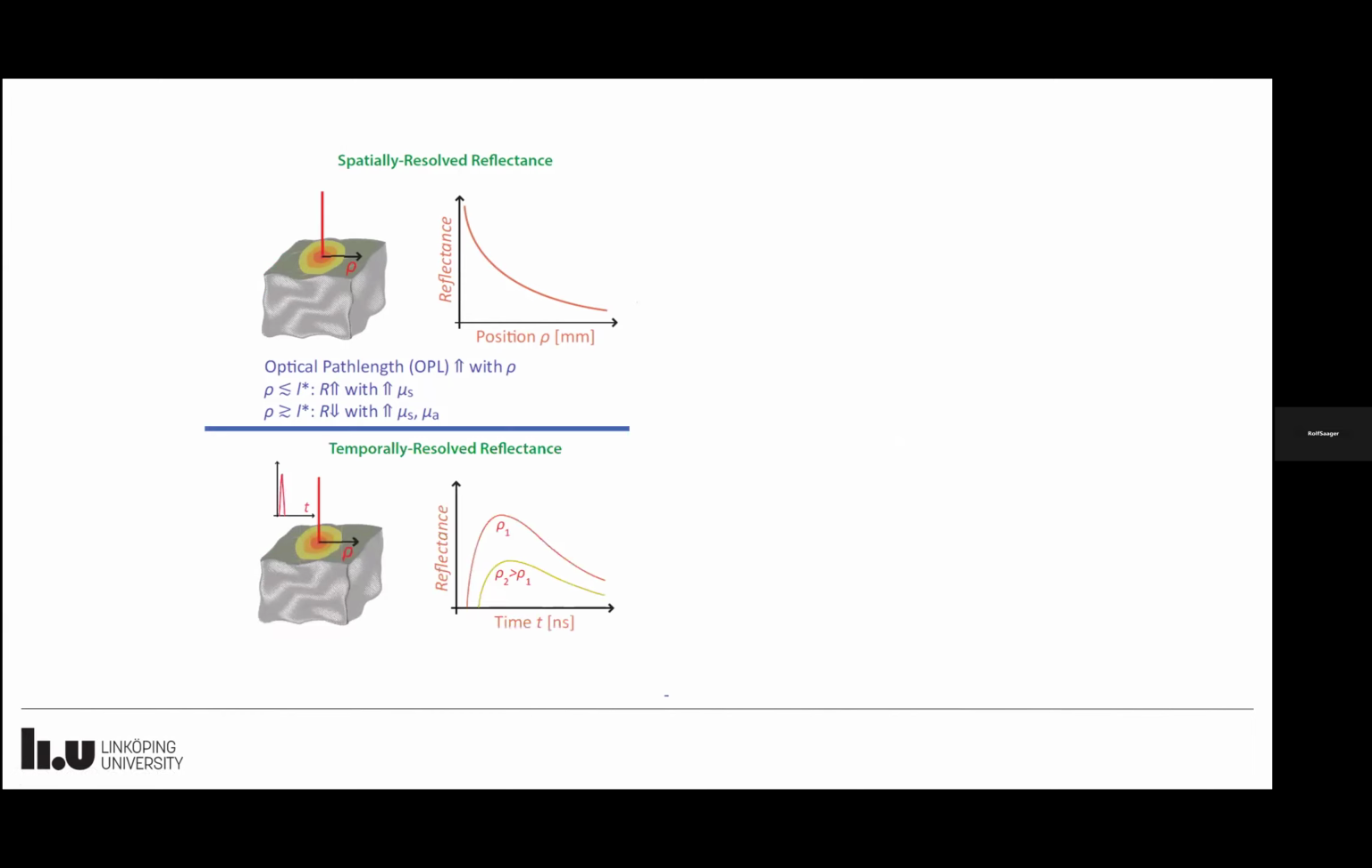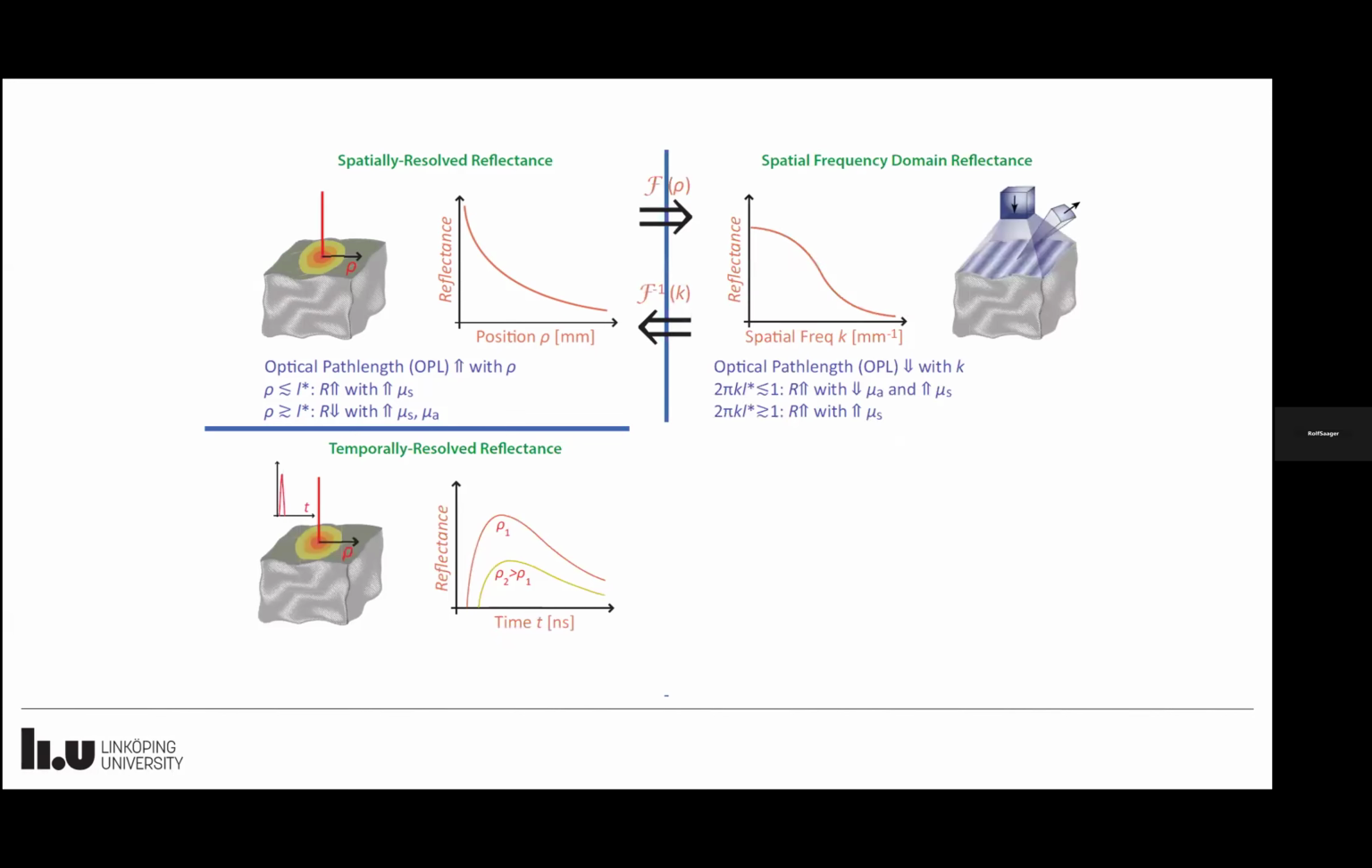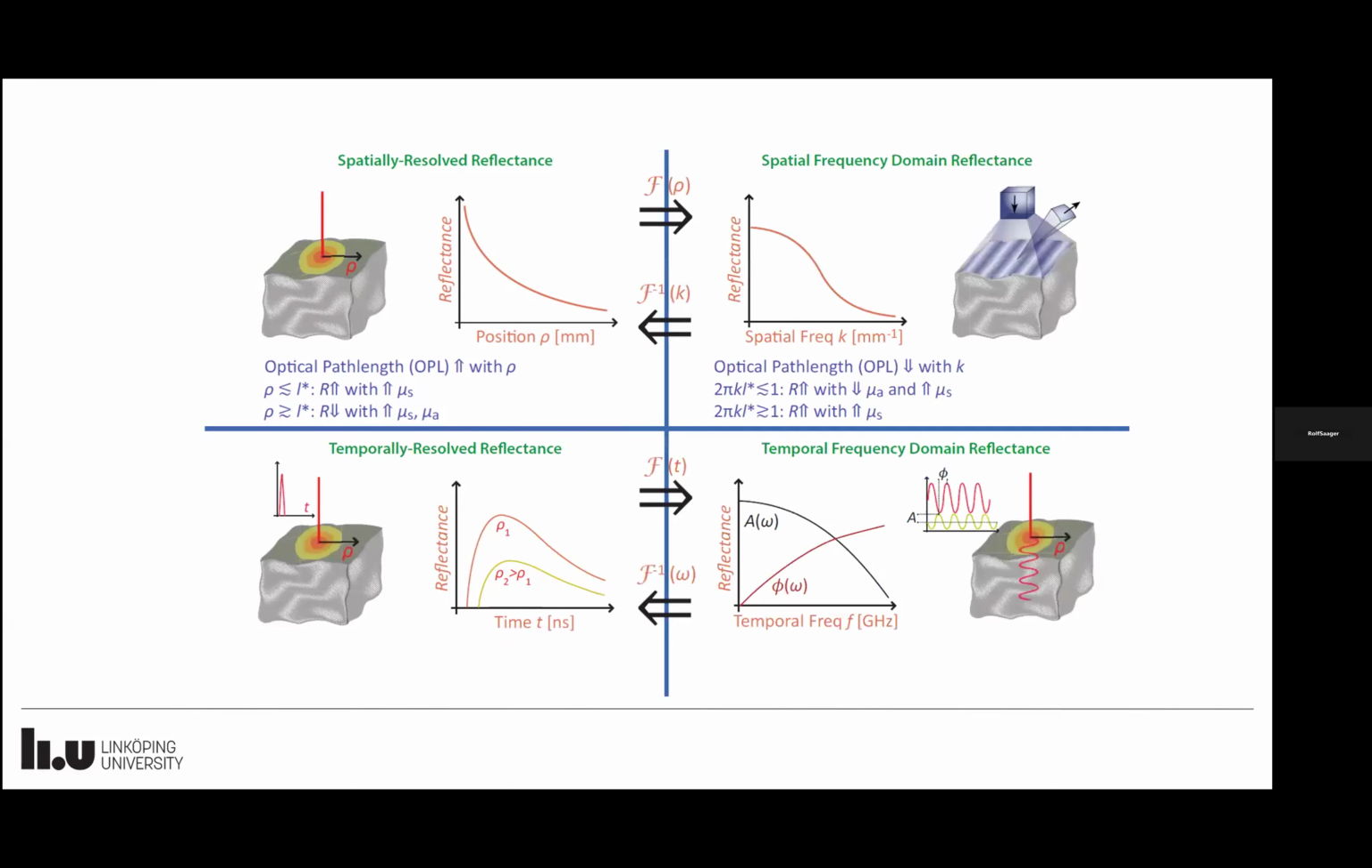You can also do it in time, shine a pulse in, and then look at the temporal response curve of that. And then, of course, there are the Fourier transforms of that. So with a spatially resolved reflectance, a point source, the Fourier transform is a sine wave. So you have the different spatial frequencies with a delta function in time with a short pulse. The transform is an oscillating beam at higher spatial frequencies. So we have these different components.